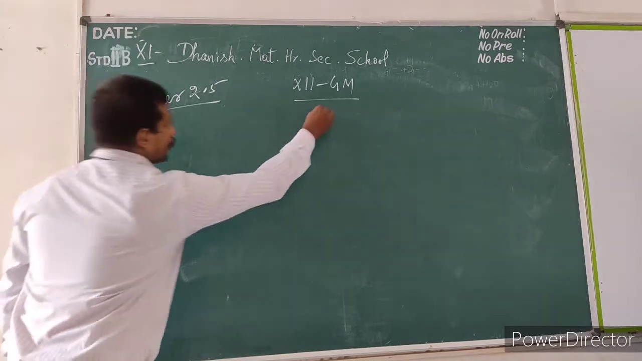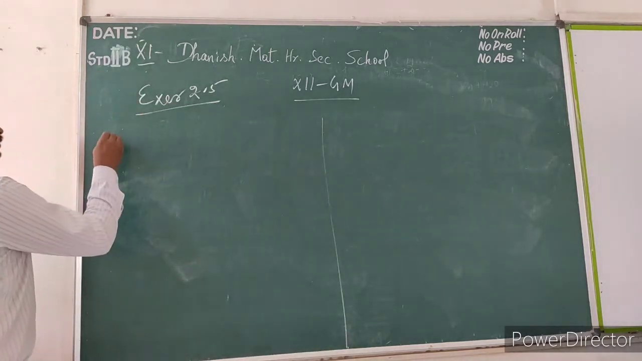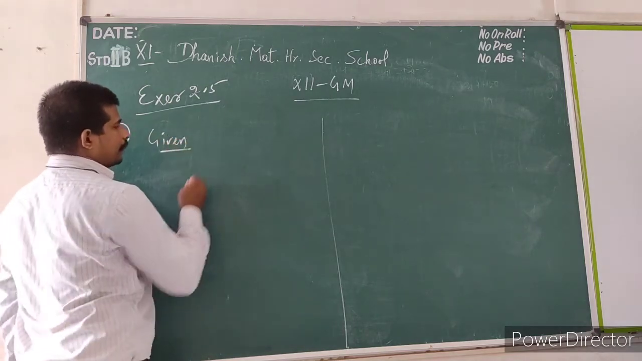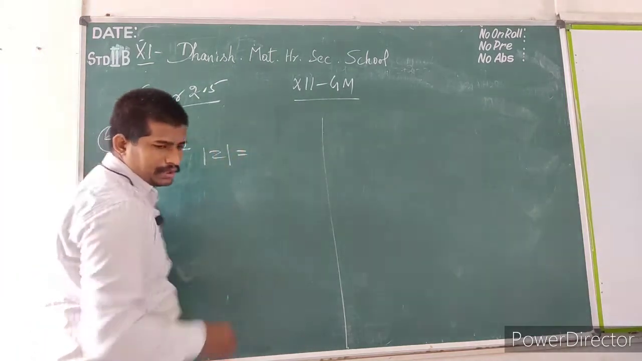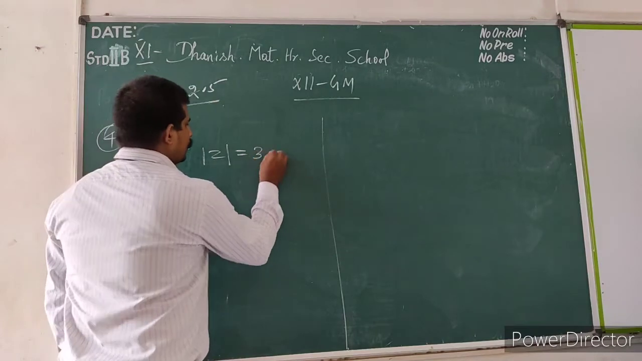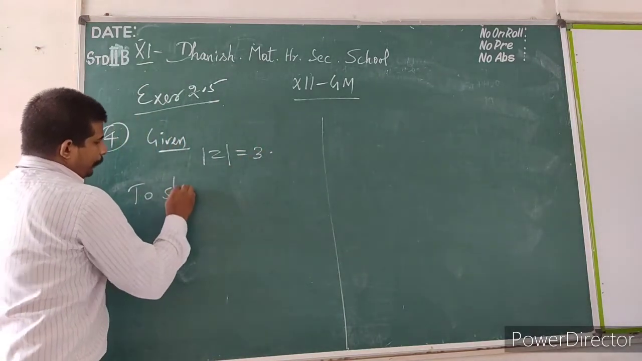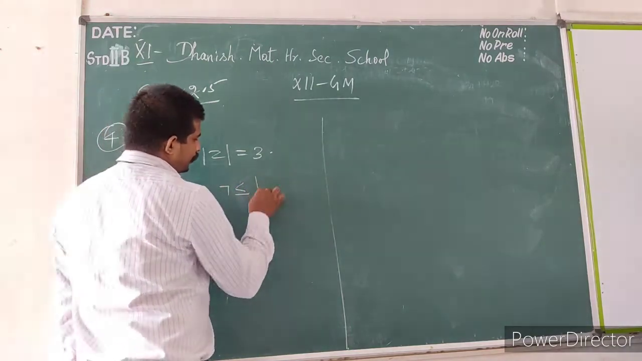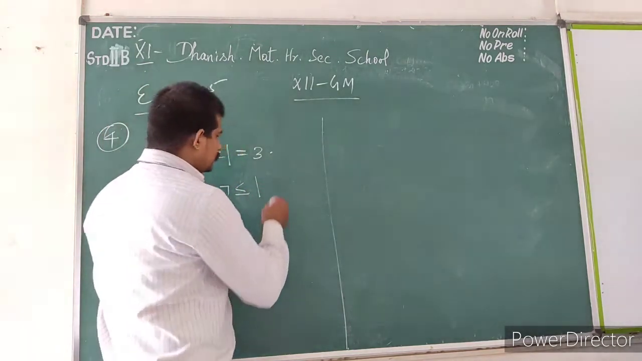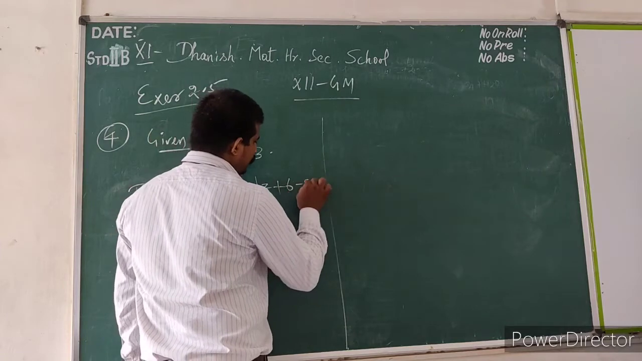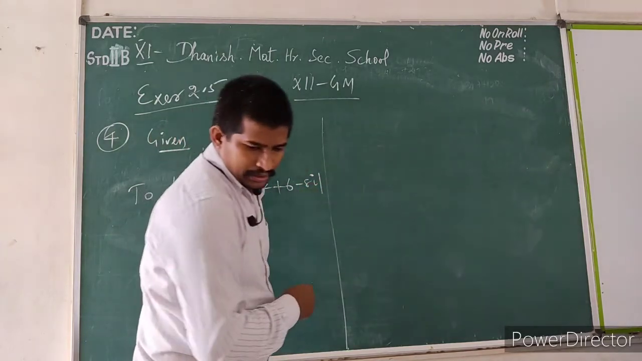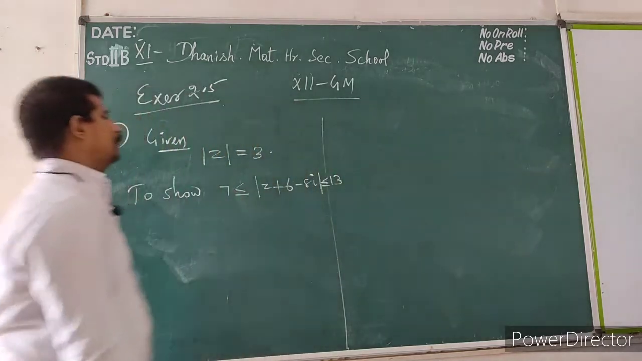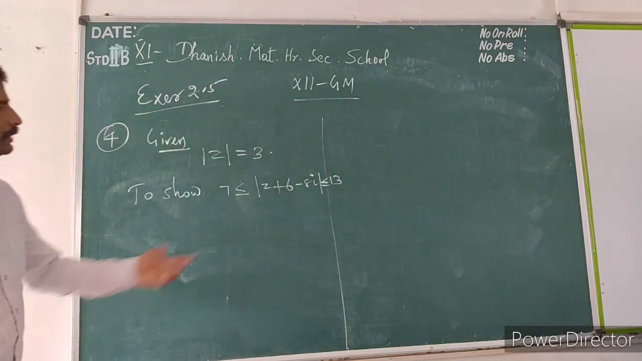Exercise 2.5, the fourth one. First we can write the given: modulus z equals 3. Then to show 7 is less than or equal to modulus z plus 6 minus 8i, less than or equal to 13. Now we are going to show this result.